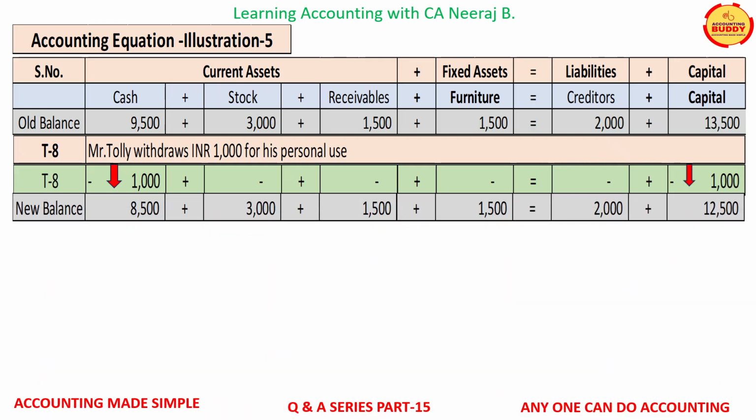The new balance of the accounting equation post T8 transaction: on the right hand side will be 8500 cash, 3000 stock, 1500 receivable, 1500 furniture, totaling to INR 14,500 as the total assets of the business. And on the right hand side, we have the sum total of the liabilities of 2000 and the capital of 12,500. Again, the total is 14,500.